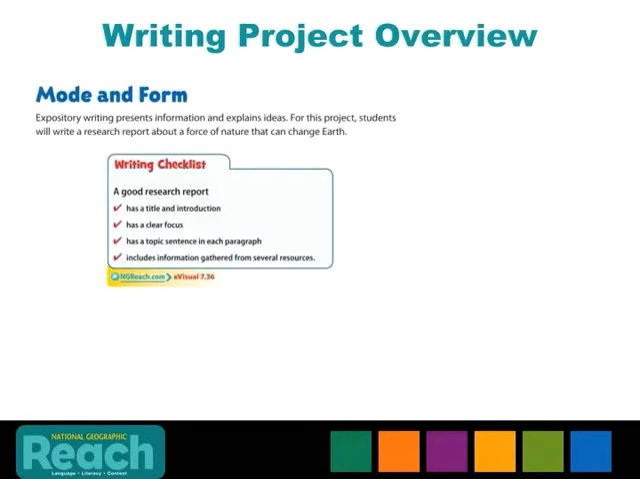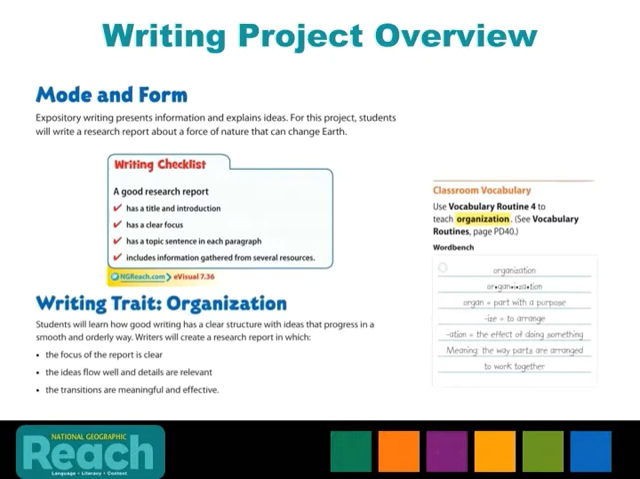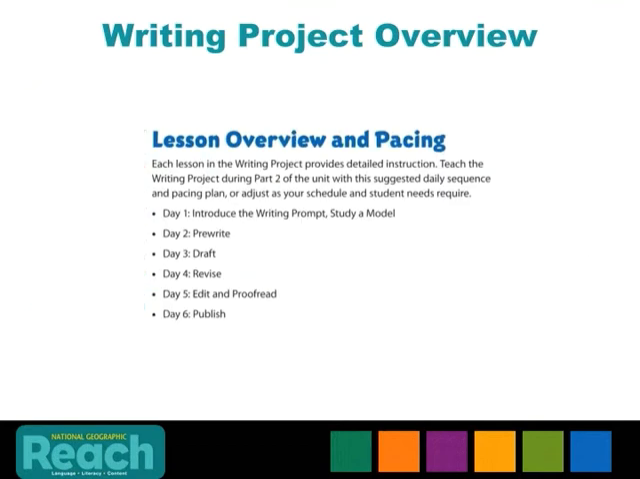As I mentioned, each writing project in Reach focuses on a specific mode and form and includes an e-visual checklist up front to help students clearly unlock what needs to be included in this mode and form of writing. Each writing project also hones in on one of the traits of good writing for more focused instruction. Although students are held accountable for all traits of writing when they are assessed, the writing trait for this unit is organization. In addition to focusing on this trait, classroom vocabulary instruction is included to ensure that students understand the meaning of each trait so they can transfer what that means to their own writing.